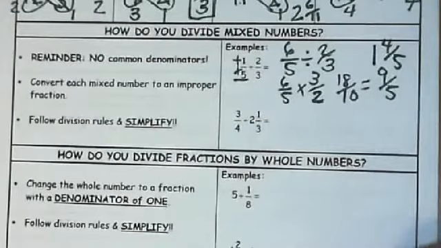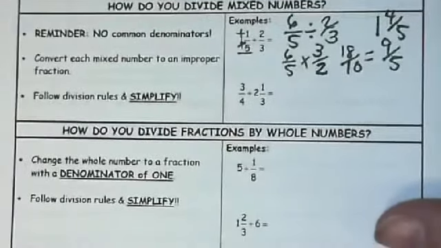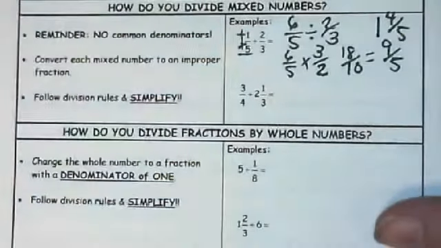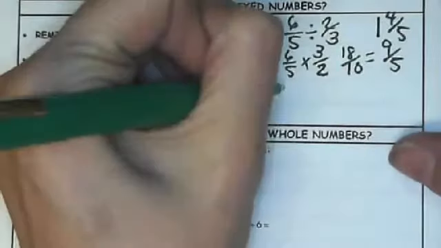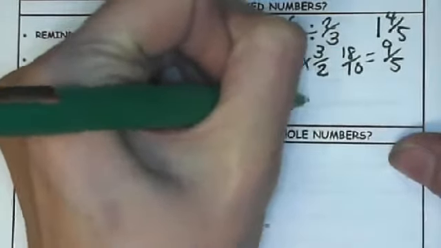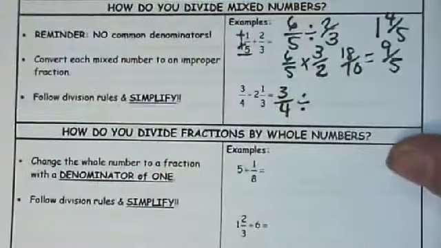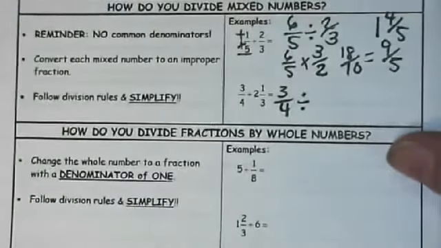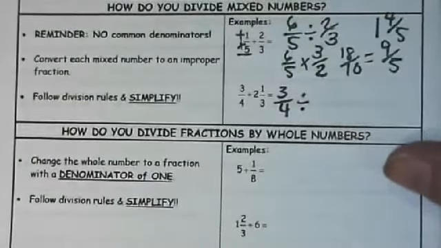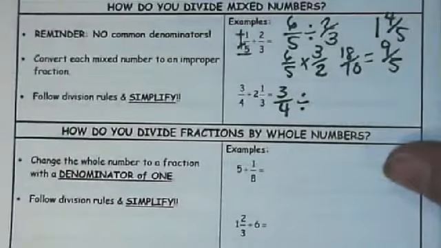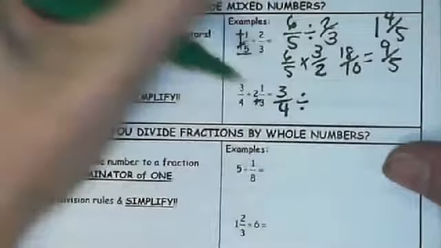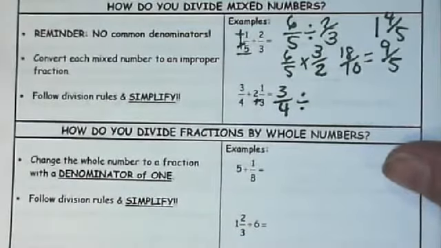Alright, what about 3/4 divided by 2 1/3? Okay, again, the first number is a proper fraction, so I don't need to change that. So I'm just going to rewrite it. Keep your division sign until you change all the mixed numbers into an improper fraction. So 2 1/3 is a mixed number. So 3 times 2 is 6 plus 1 is 7. So 2 1/3 equals 7 over 3.